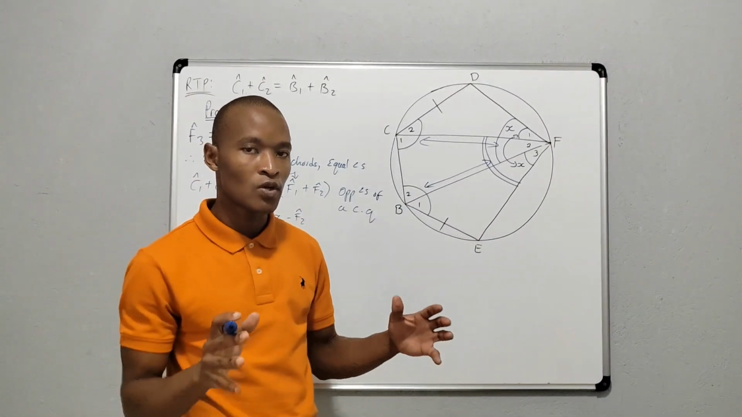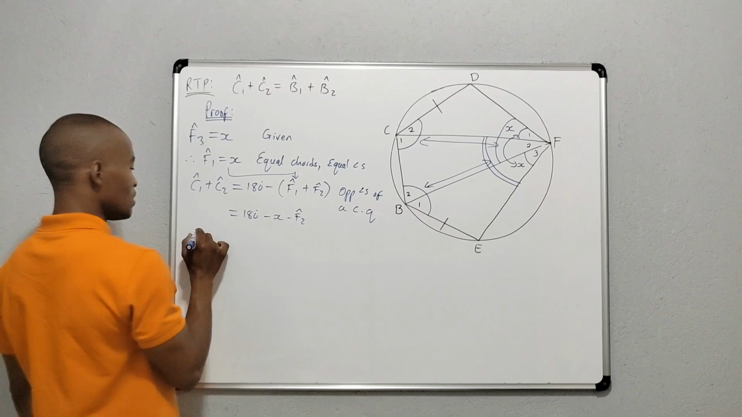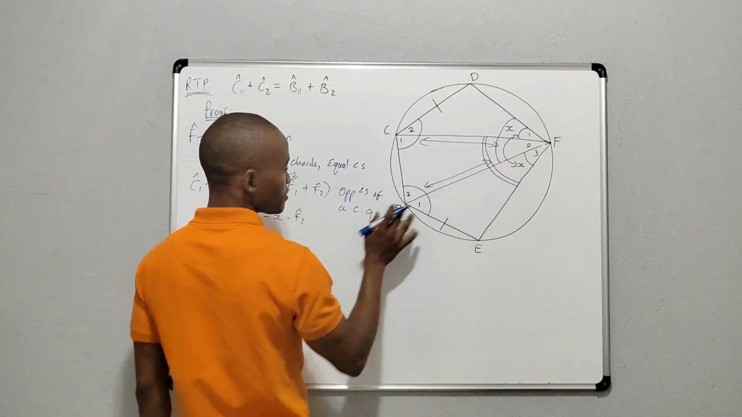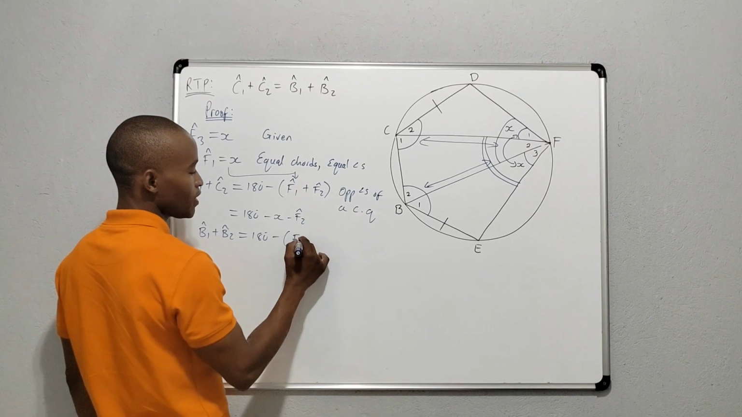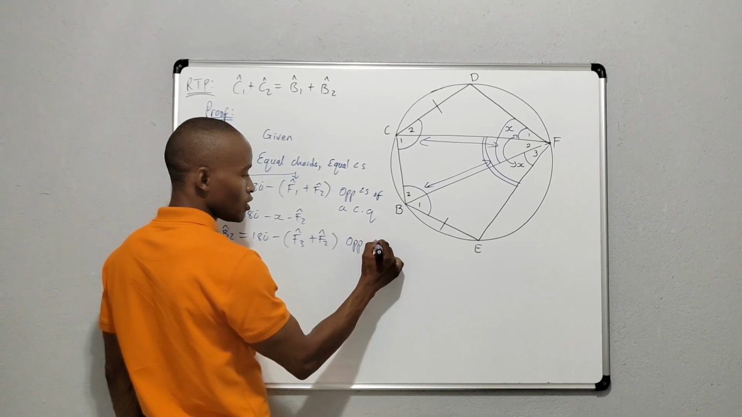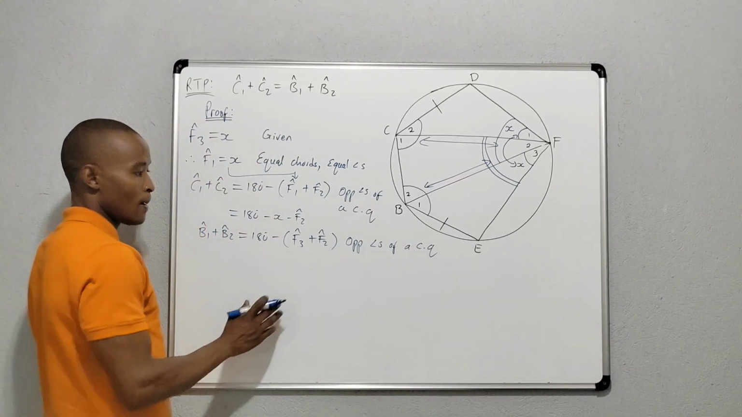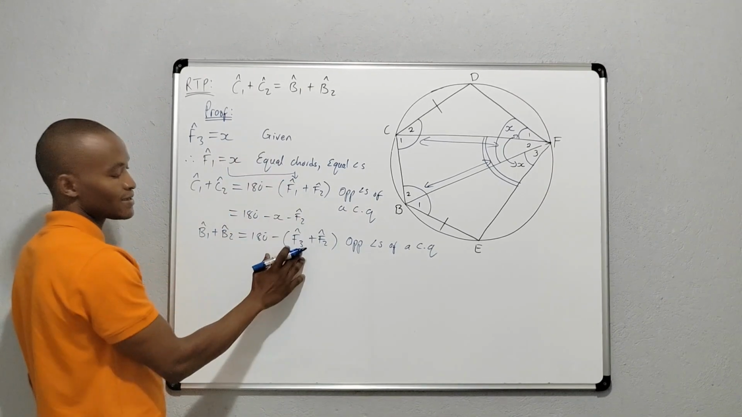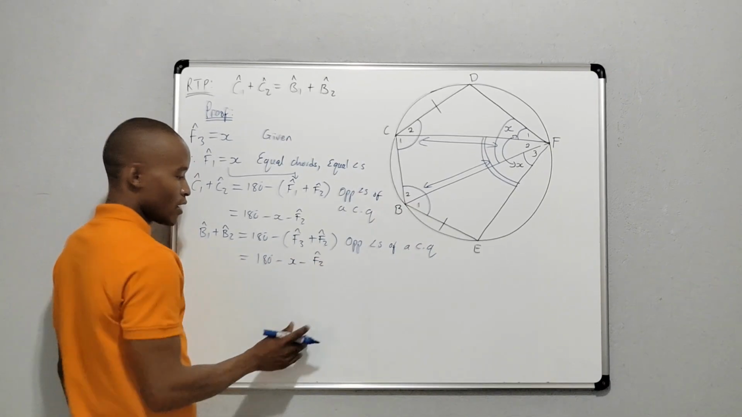We just need to be careful as to what we take because we need to work in the right cyclic quad. Okay, so now B1 plus B2, we know that supplementary angles there as well, so it will be 180 degrees minus what? F3 plus F2. Okay, because these are also what? Opposite angles of a cyclic quad. Okay, but what is F3? F3, we have it from there, it was given as x. So this is equal to 180 degrees minus x minus angle F2.